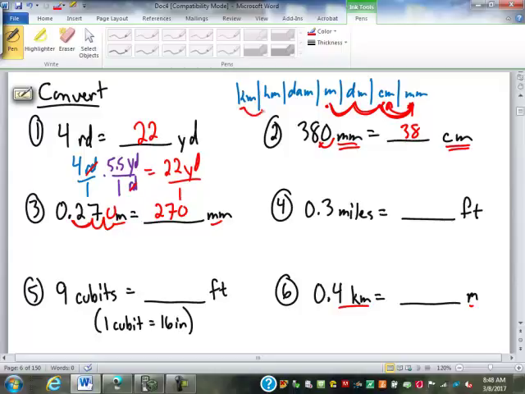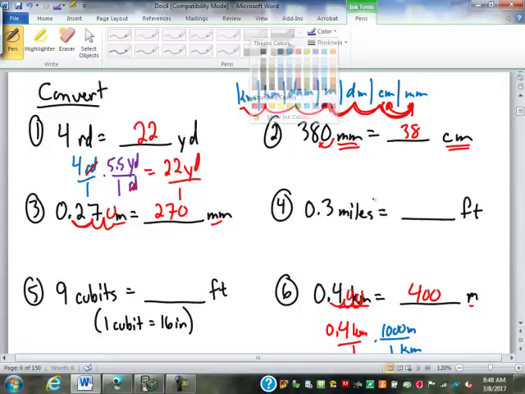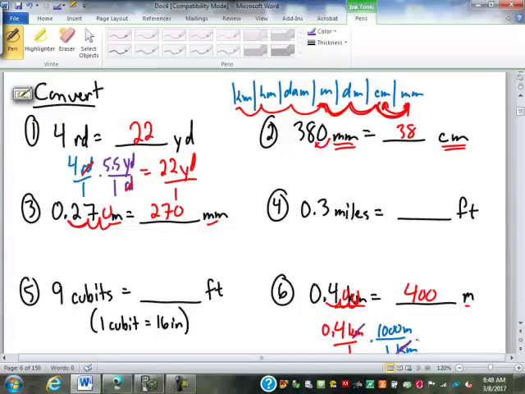Let's jump down to the kilometers. Kilometers to meters, 3 spots to the right. 1, 2, 3, 400 meters. So just moving the decimal point is really all it is. If you know, you could do 0.4 kilometers over 1, and you know that 1 kilometer is 1,000 meters. Cross cancel the kilometers. 0.4 times 1,000 is 400 meters. Works out the same.